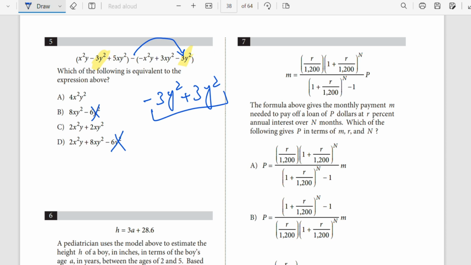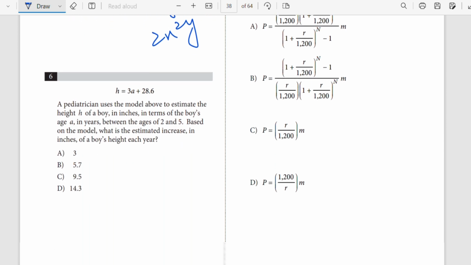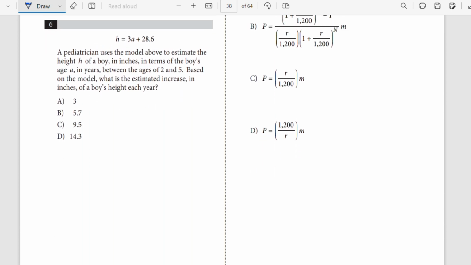No other term is being cancelled out, so only C is the answer. So that is the way I have solved this without calculating. Otherwise, you can add this term with this term. So x square y plus x square y, that is 2x square y, that is only possible in C. Okay. Moving on, question number 6.